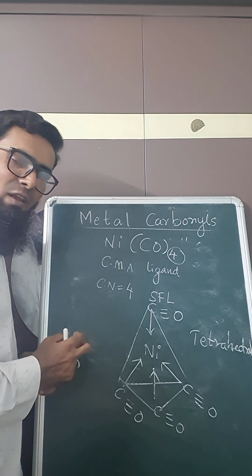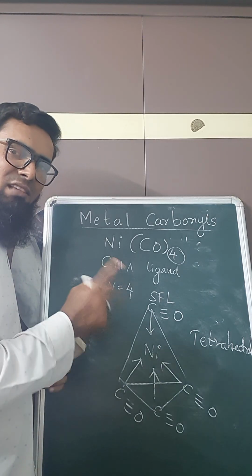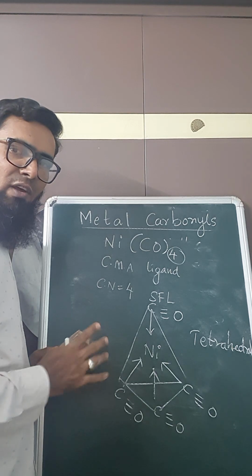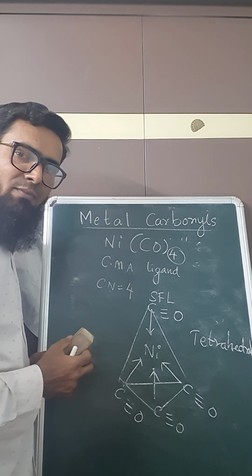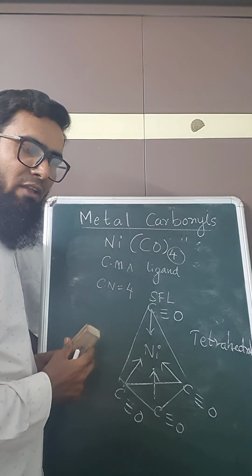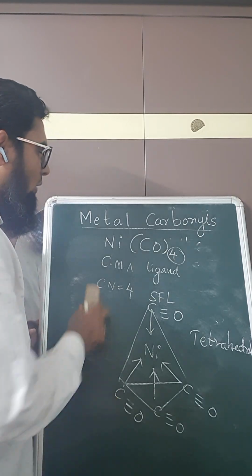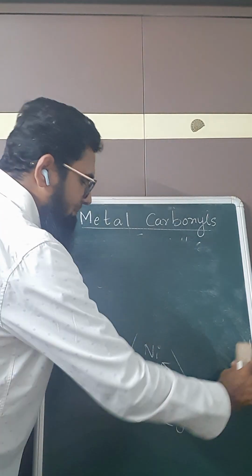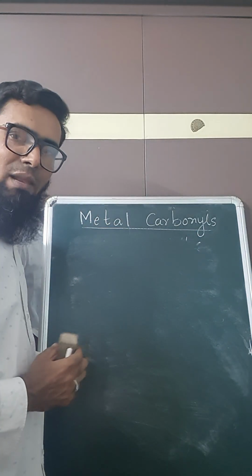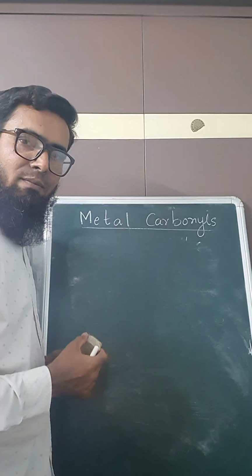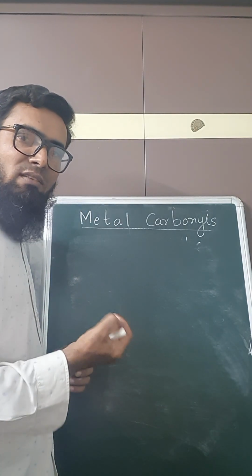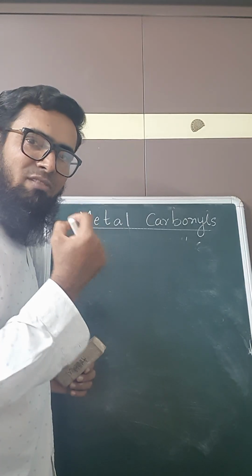Now the question comes, why is nickel surrounded by only 4 CO groups? Why not 5? Why not 6? Why not 3? The answer comes from the EAN rule, Sidgwick's effective atomic number rule. What does it say? It says that if any complex has the nearest noble gas configuration around the central metal atom, then that complex will be stable.